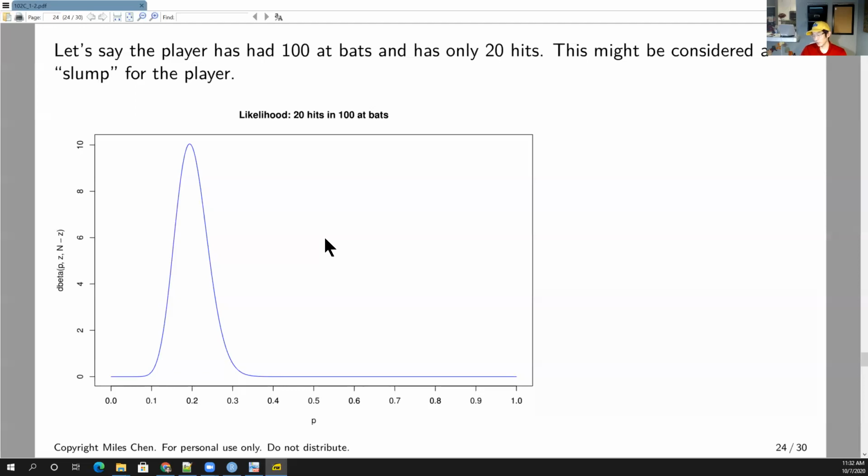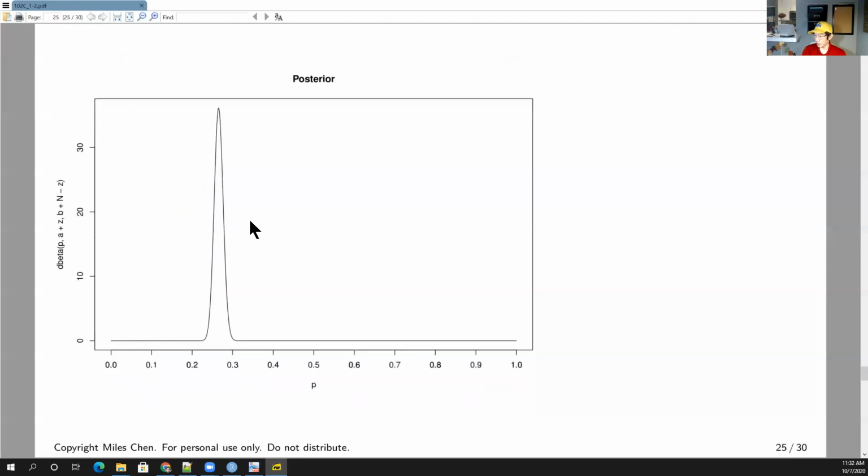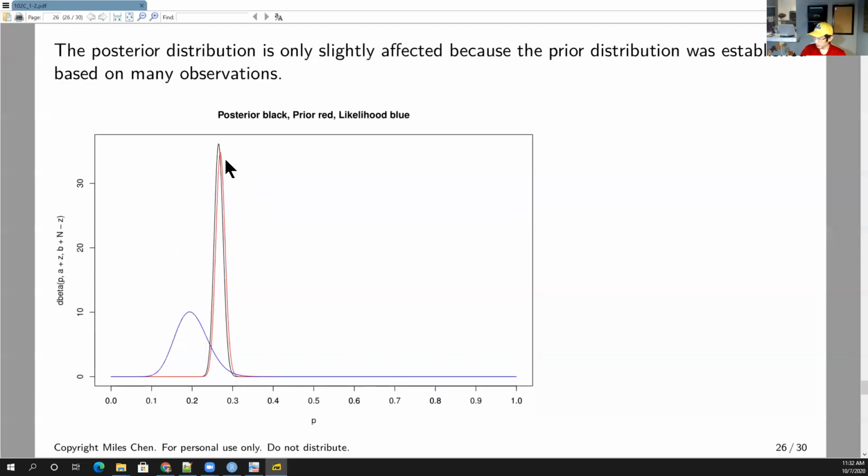And again, batting below .200 is not a good thing in baseball. So in 100 at-bats with 20 hits, this would be the likelihood of the data. It would be centered at 0.2. That's the estimate of theta with the highest likelihood there. The posterior, we will see, is affected only slightly.